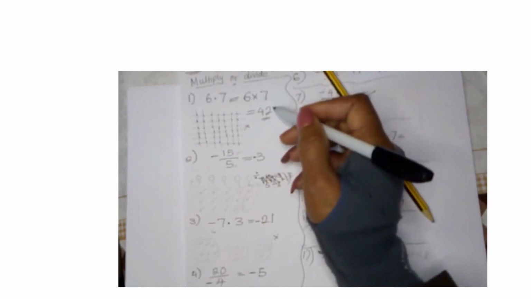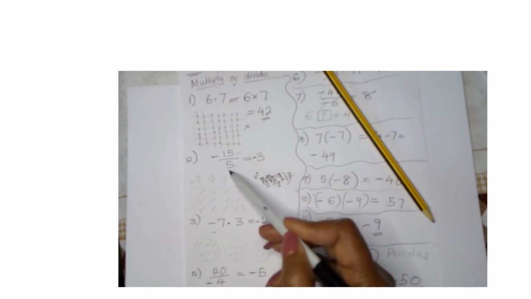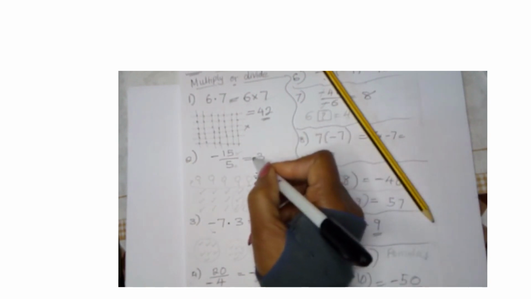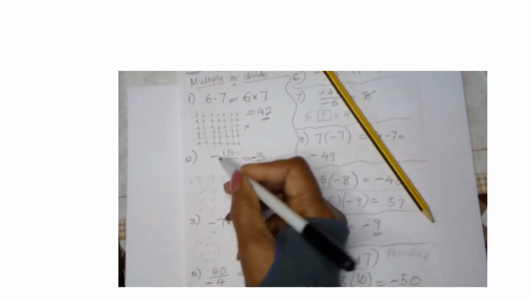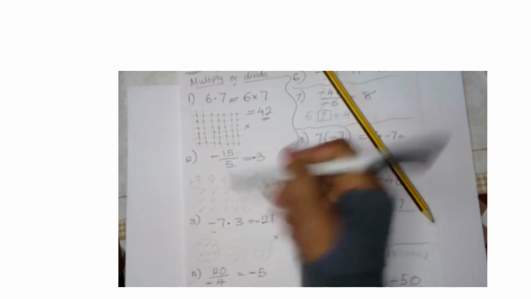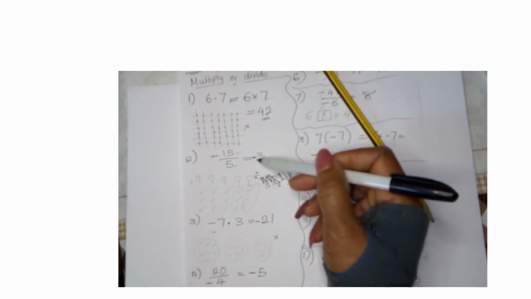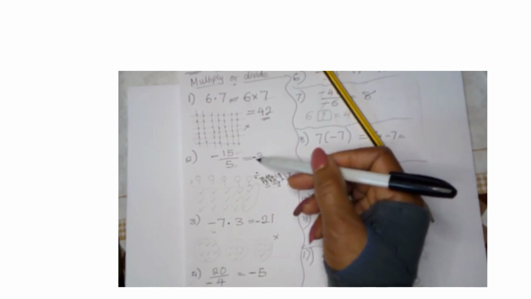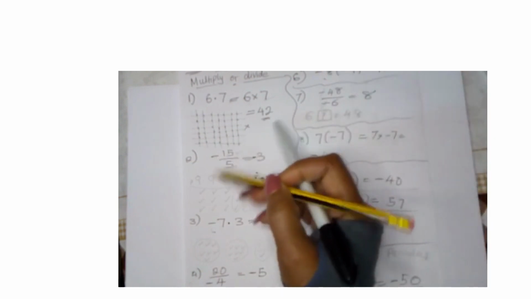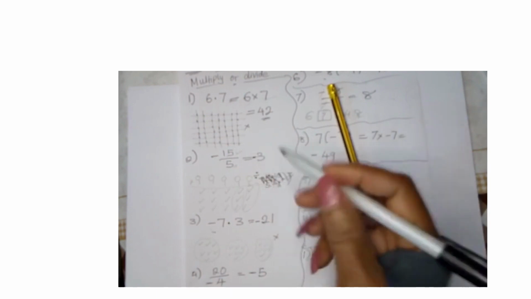Question number 2 says negative 15 divided by 5. When it comes to division, if one of the numbers is negative, the answer is going to have a negative sign. The answer must have a negative. If the two of them are negative, they cancel each other out and the answer will be positive. So how did I get negative 3?